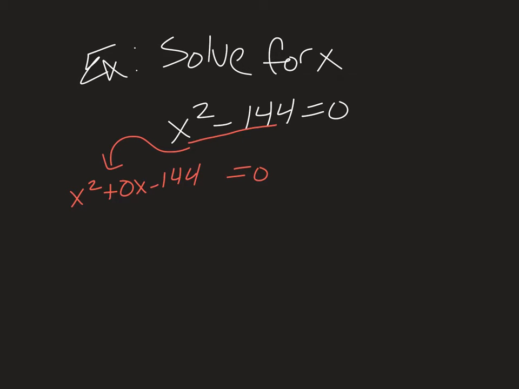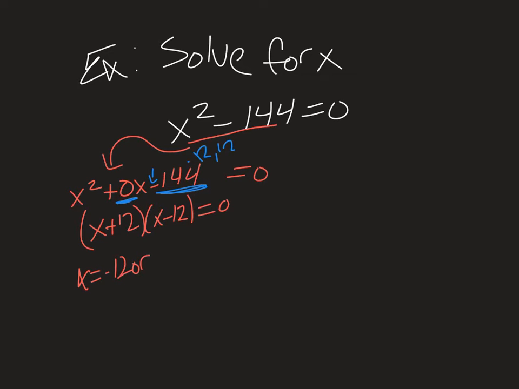And again, we would look at our factors of 144, and we want to know which ones will add to 0. Well, off the top of my head, I know that 12 and 12 multiply to make 144, and since it's negative, I know that one of those 12s has to be negative as well. 12 minus 12 does make 0. So we can factor this to be x plus 12 times x minus 12 equals 0. And then, following our zero product rule, x equals negative 12 or x equals 12.